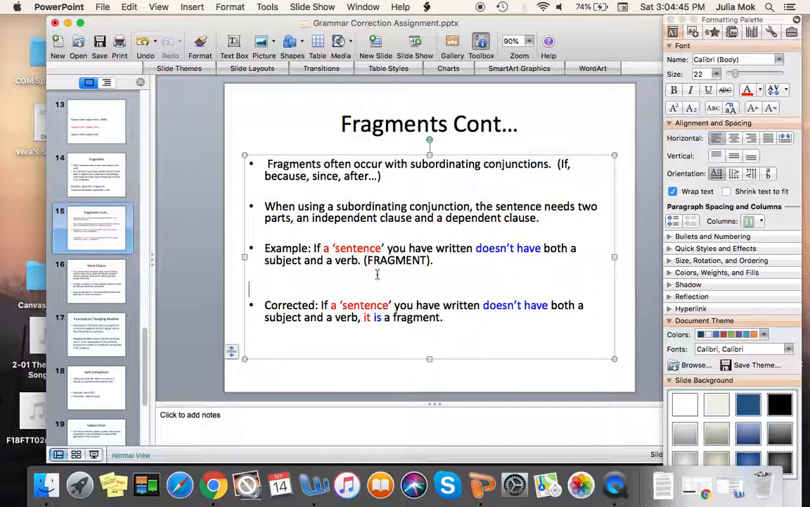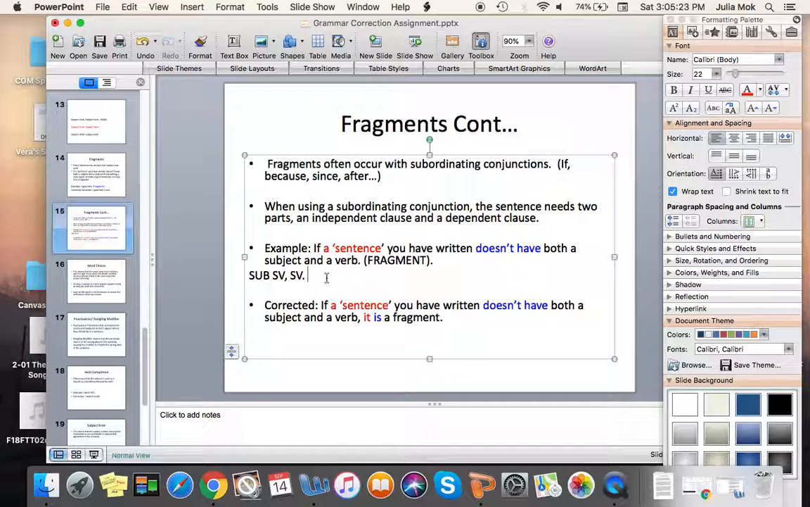So if we have a subordinating conjunction with a subject and a verb, what you need is a comma and then a second subject and a verb. For example, if a sentence you have written doesn't have both a subject and a verb, comma, it is a fragment. So here we have our subordinating conjunction, subject verb, comma, subject verb, period. And this would make your sentence not a fragment.